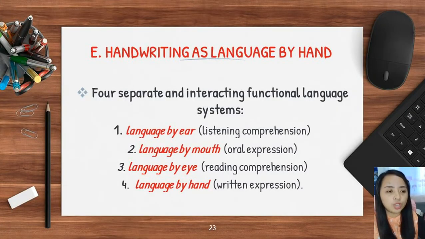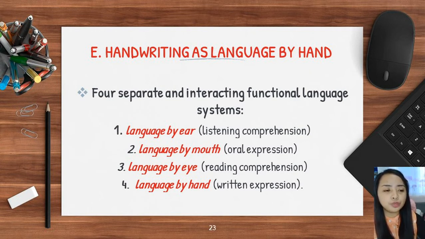Handwriting as language by hand. So there are four separate and interacting functional language systems. Language by ear, or listening comprehension. The second is language by mouth, or oral expression. The third one is language by eye, or reading comprehension. The fourth one is language by hand, or written expression.